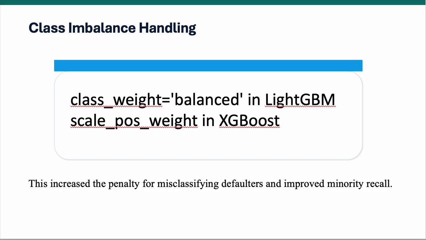We handled imbalance using class_weight equals balanced in LightGBM, and scale_pos_weight in XGBoost. This increased the penalty for misclassifying the defaulter and improved minority recall.